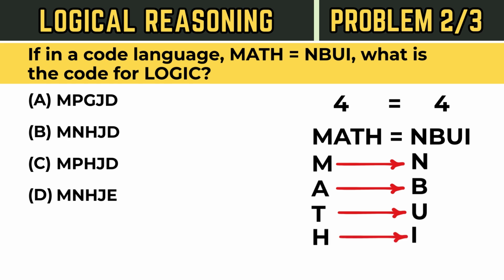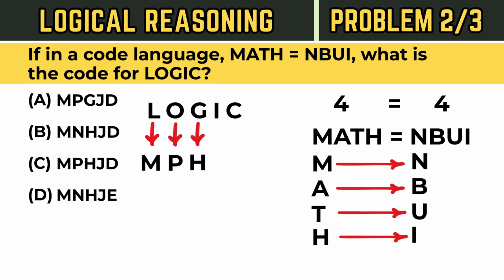So we apply the same rule to LOGIC. L will change to M. O will change to P. G will change to H. I will change to J. C will change to D. So LOGIC changes to MPHJD, which is option C.